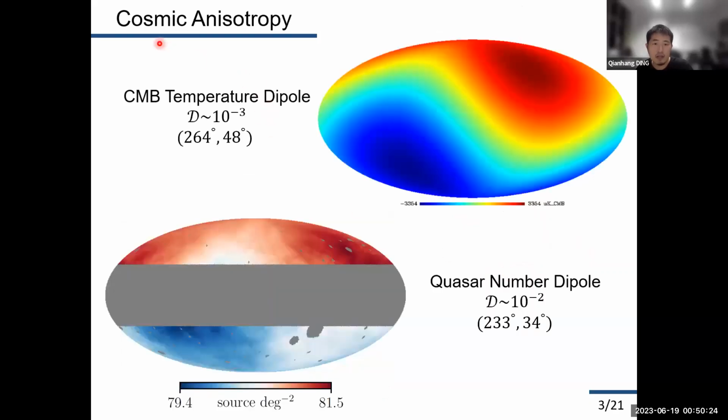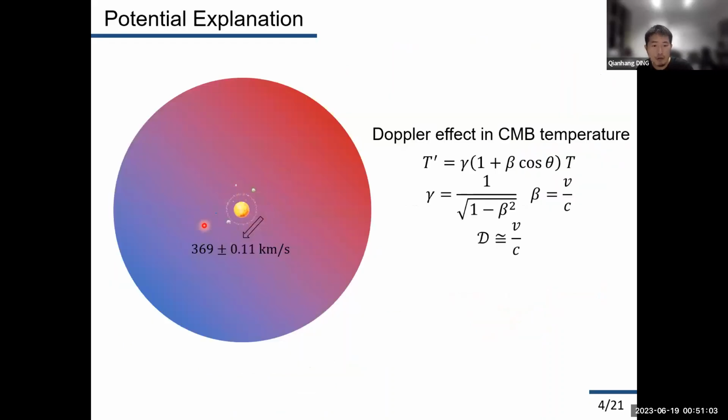Also, we observe some cosmic anisotropy, for example, the CMB temperature dipole in the galaxy coordinate system. In the detected quasar number density distribution, we also find a quasar number dipole with an amplitude around 10 to the minus 2, in a similar direction to the CMB temperature dipole. In order to explain such cosmic anisotropy in the framework of the lambda CDM model, we want to use the Doppler motion of our solar system in the frame of the CMB to explain it.